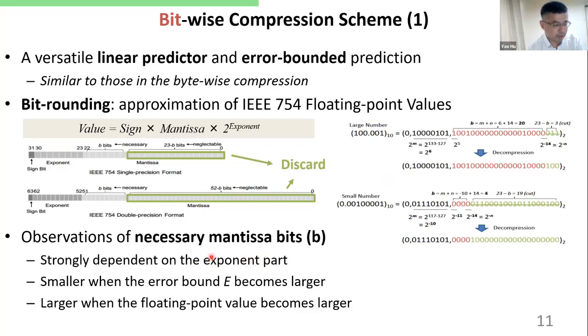And we also make the following 3 observations of the necessary mantissa bits B. So first, B is strongly dependent on the exponent part. And next, B becomes smaller when the error bound becomes larger. And in this case, the compression ratio becomes higher. And the last, B becomes larger when the floating point value becomes larger. And in this case, the compression ratio becomes lower.